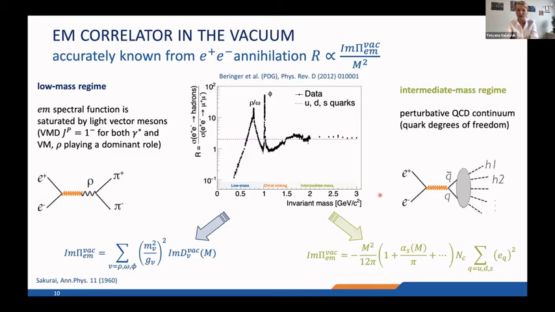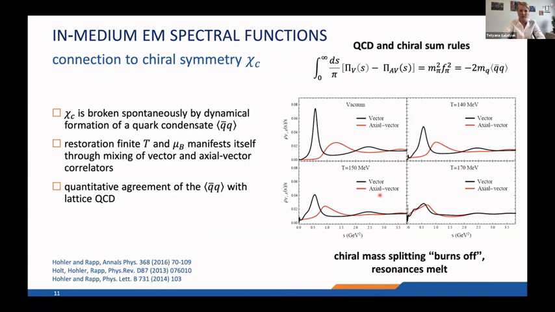But of course, our aim is to learn about the spectral function in the medium, and not only that, we also try to connect the spectral function to QCD properties like chiral symmetry. As nicely introduced by Arno, just a recall, chiral symmetry is spontaneously broken in the vacuum because of the non-vanishing value of the quark-antiquark condensate. And this leads to a mass splitting between the vector and axial vector particles, as shown here in this beautiful calculation using QCD and chiral sum rules.